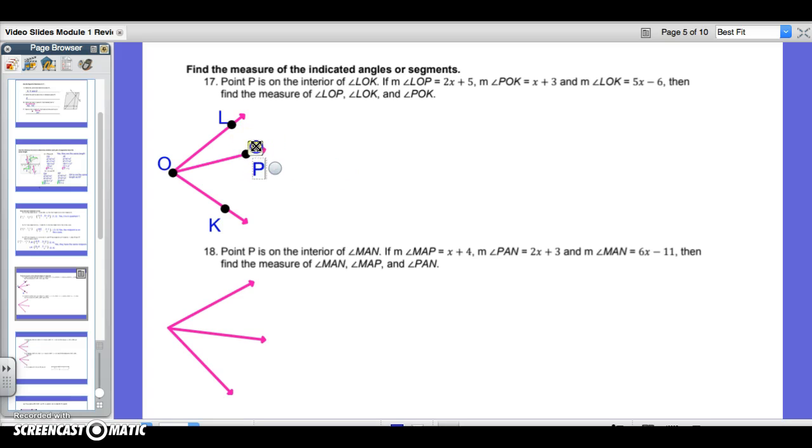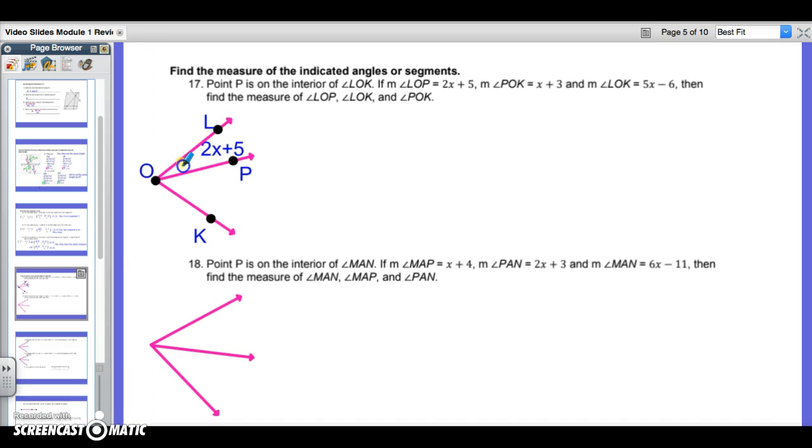So I know this one's P because it's inside of it. Okay, so now we have to apply this information that we have. It says the measurement of LOP is 2x plus 5. So this angle right in here, I'm probably going to turn it, is 2x plus 5. So I'll write in there, and that would be this angle right here.